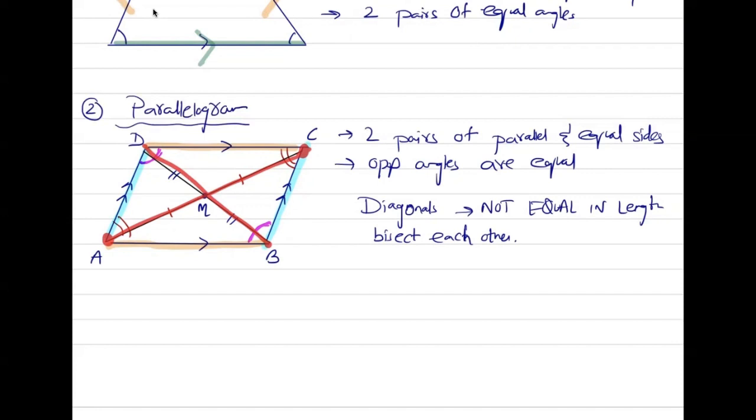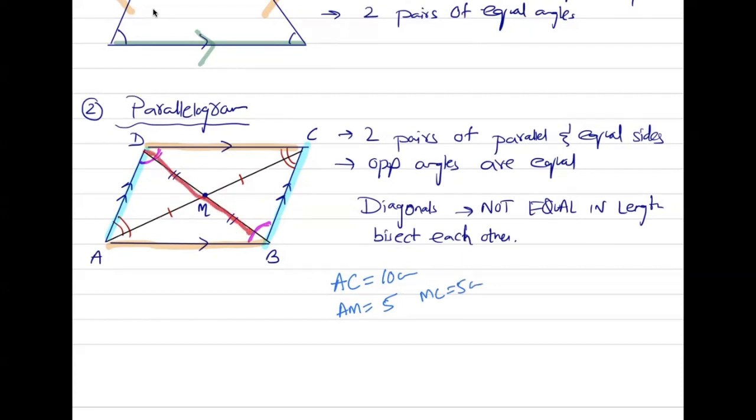Now, what is the meaning of bisect? Bisect means they are going to divide each other into halves. So, for example, if the length of AC is 10 centimeters, then the length of AM is going to be 5 and the length of MC is going to be 5 centimeters.